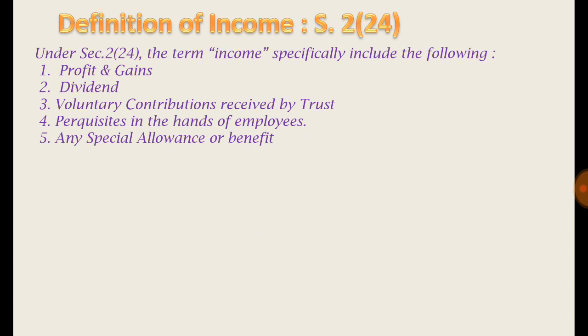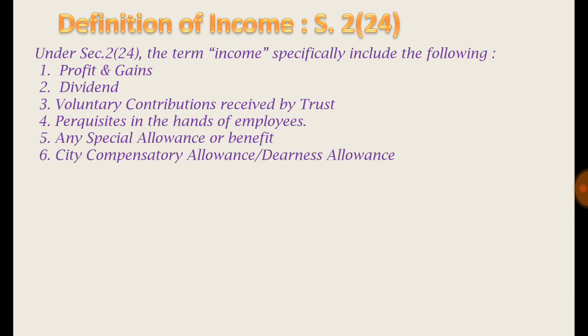Then any special allowances or benefits that are given by an employer to his employee, this is also income. All these benefits given by the employer are extra, over and above the salary he is expected to pay to that employee. Therefore these are extra income the employee gets from his employer.